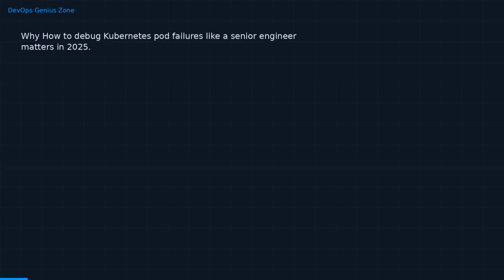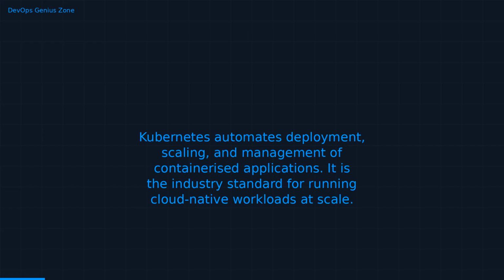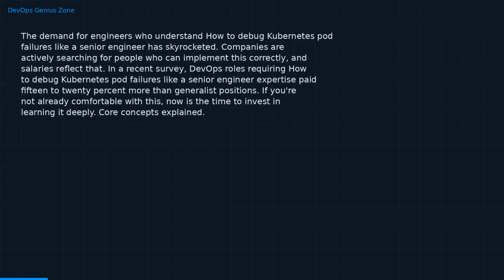What we'll cover today. We'll begin with why debugging Kubernetes pod failures like a senior engineer matters right now in 2025. Then we'll break down the core concepts in simple terms. After that, I'll walk you through a practical step-by-step guide, show you the best practices used by senior engineers, highlight the most common mistakes you must avoid, and finish with a real-world production example. This is going to be a comprehensive guide, so stay with me.